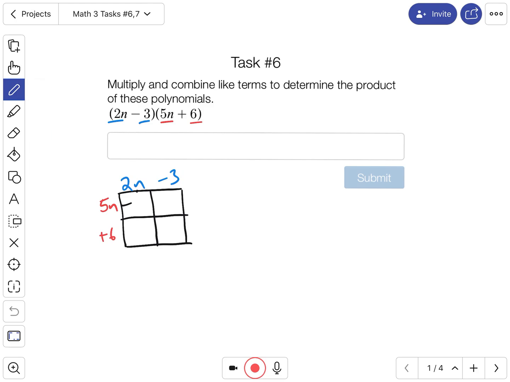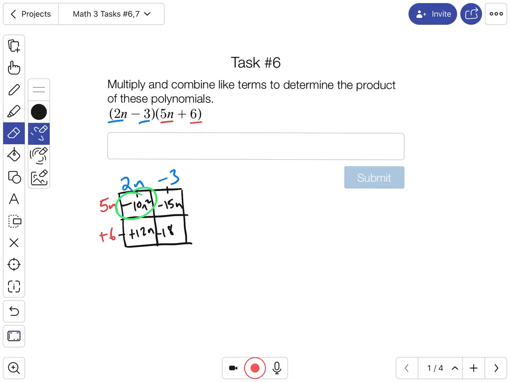So 2n and 5n is 10n squared. n times n is n squared. 2n times a positive 6 is a positive 12n. Negative 3 times 5n is negative 15n, and then negative 3 times positive 6 is negative 18. So basically, I'm going to take each of these and put it in descending order.